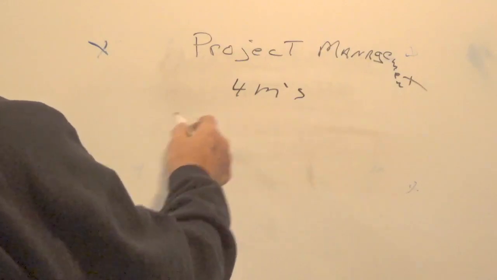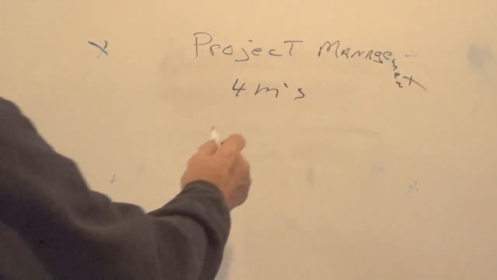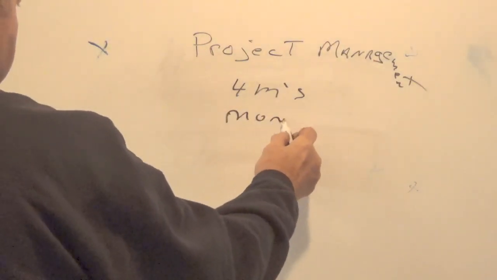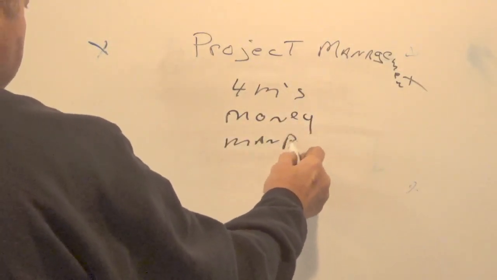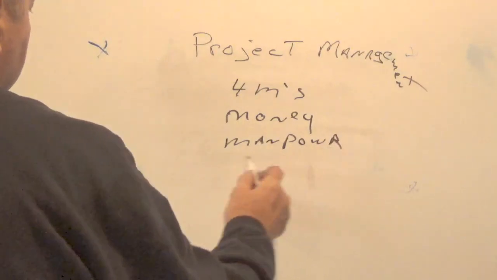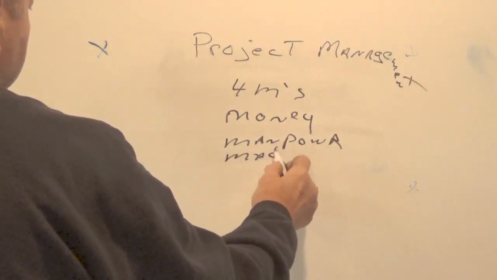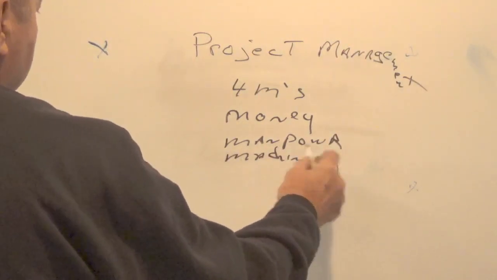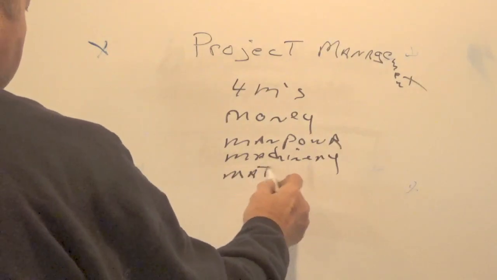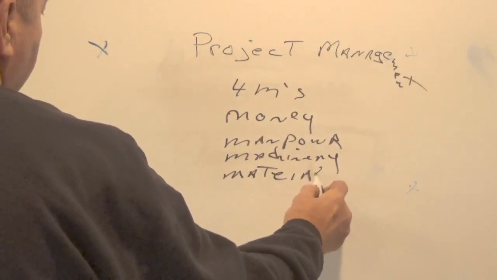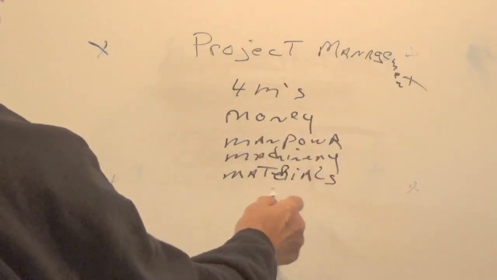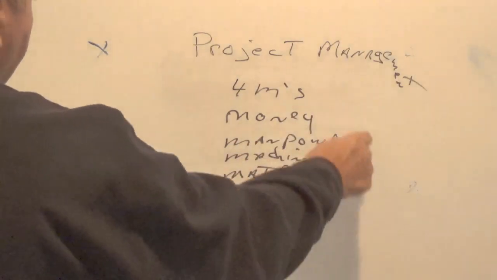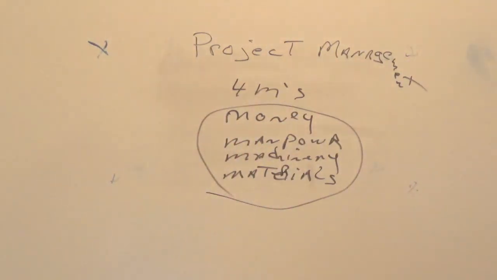The things that you need to take into consideration are money, manpower, machinery, and materials. Look on any job site, any project, anywhere. I don't know if I spelled that right or not, I'm not worried about it. Materials. These four things are always there somewhere.